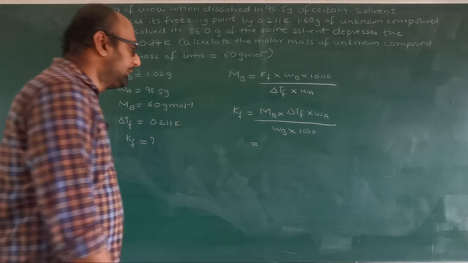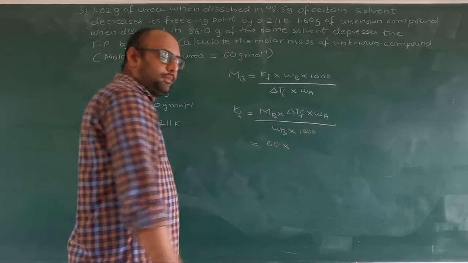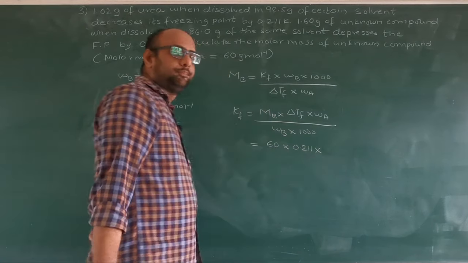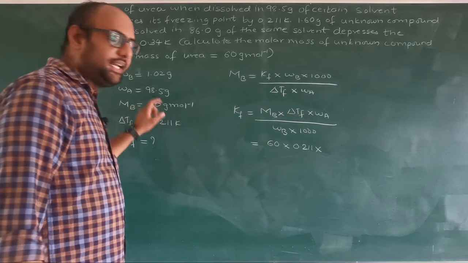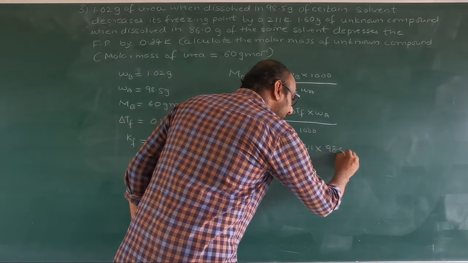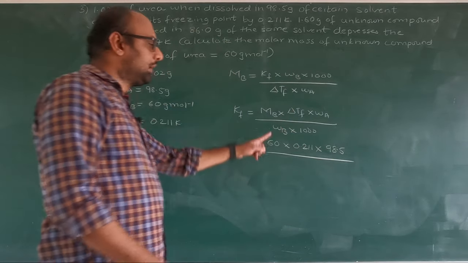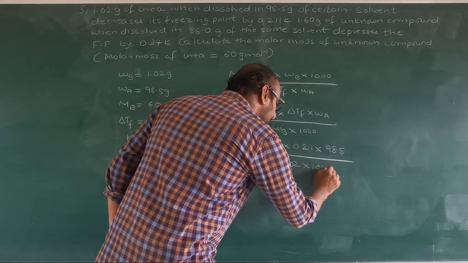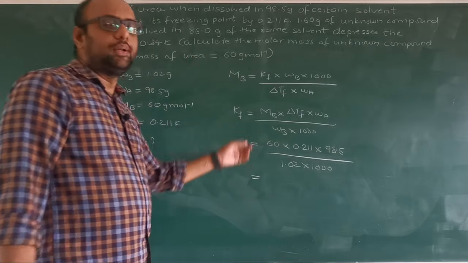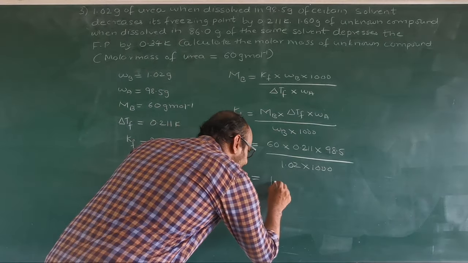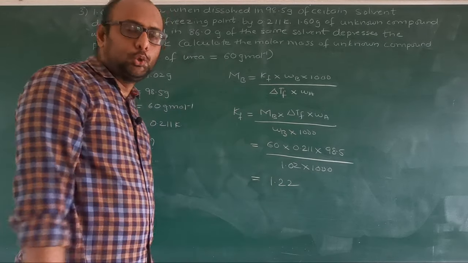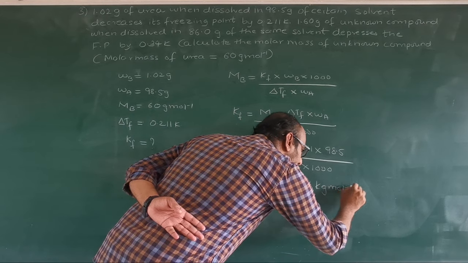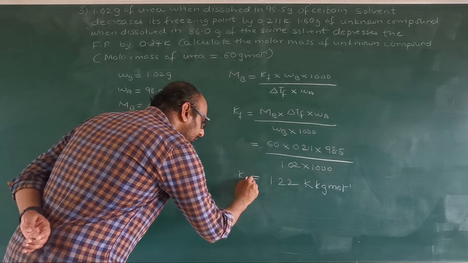This is equal to, what is MB? MB is 60 multiplied by, what is delta TF? It is 0.211 multiplied by, what is WA? WA is 98.5 grams divided by, what is WB? Mass of solute 1.02 multiplied by 1000. When you calculate all these things, the value you will get here is 1.22. Now what is the unit for KF? It is Kelvin kg per mole. So this is the value of KF.